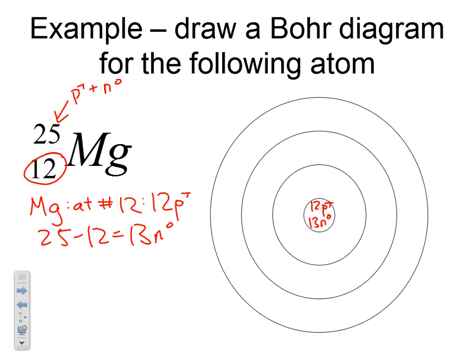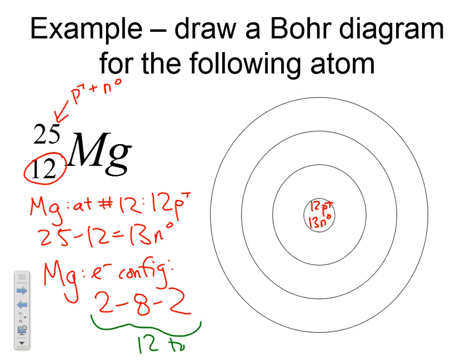And here's an instance where I'm actually going to have you go to your periodic table. If you look up magnesium, you look up its electron configuration that's on the reference table, you'll see that its electron configuration is 2-8-2. Well, what does that mean? How can we put that into a Bohr diagram? Well, first of all, it means that we have 12 total electrons. It means that we have 2 electrons in n equals 1, we have 8 electrons in n equals 2, and we have 2 electrons in n equals 3.